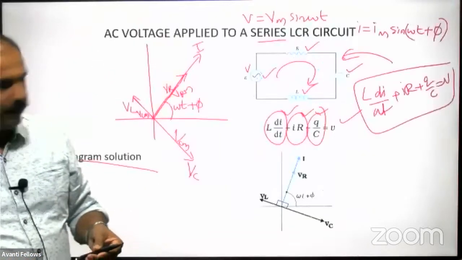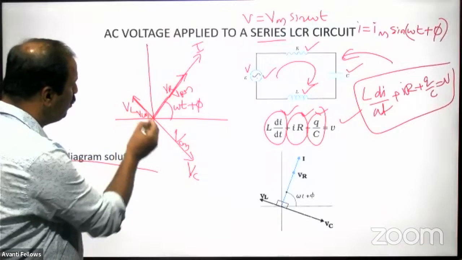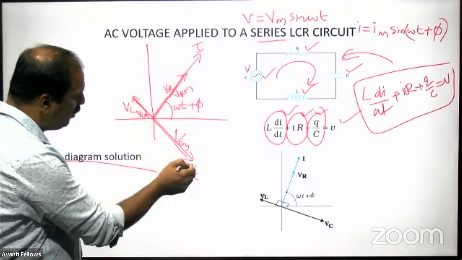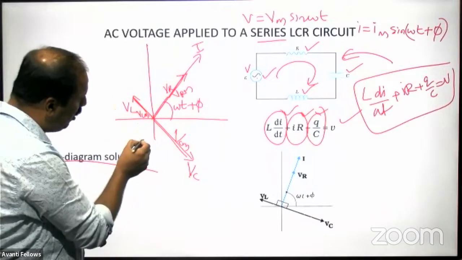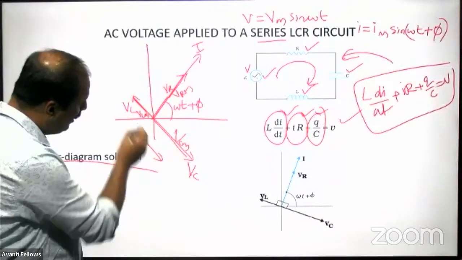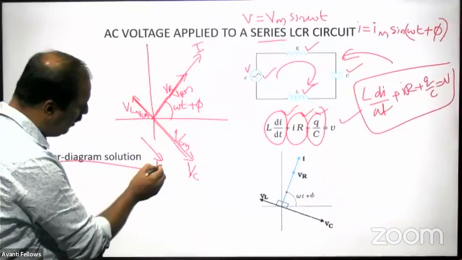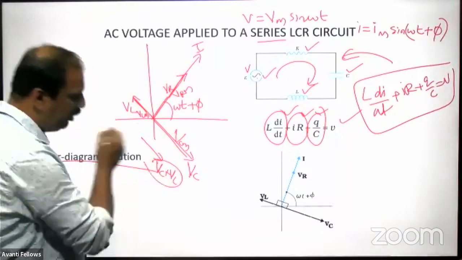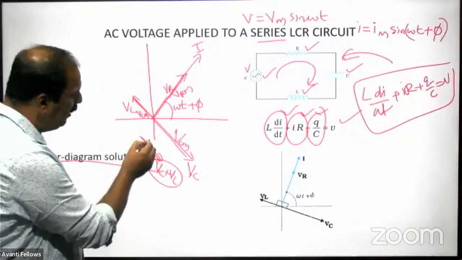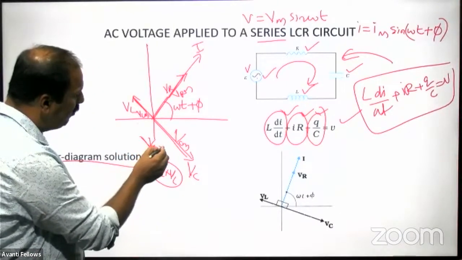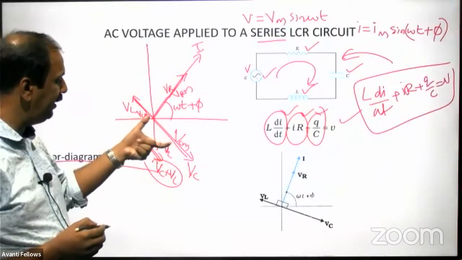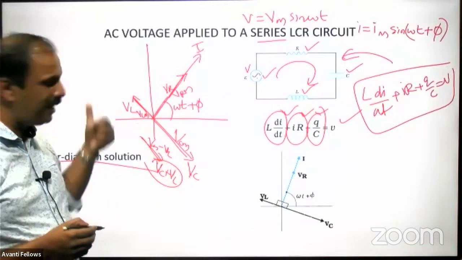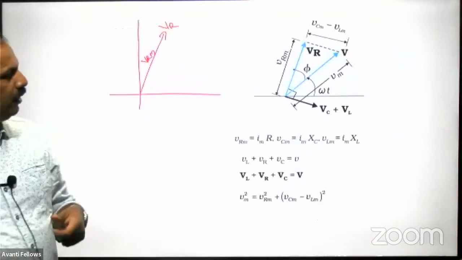See here, I am adding this one and this one. When you are adding these two, if you take this one as positive direction, this is negative direction. So the total resultant will be like this. This one will be VC plus VL vectorially, but the length will be VCM minus VLM. I think it's clear. The length of that one will be VCM minus VLM, but vectorially it will be VC plus VL.